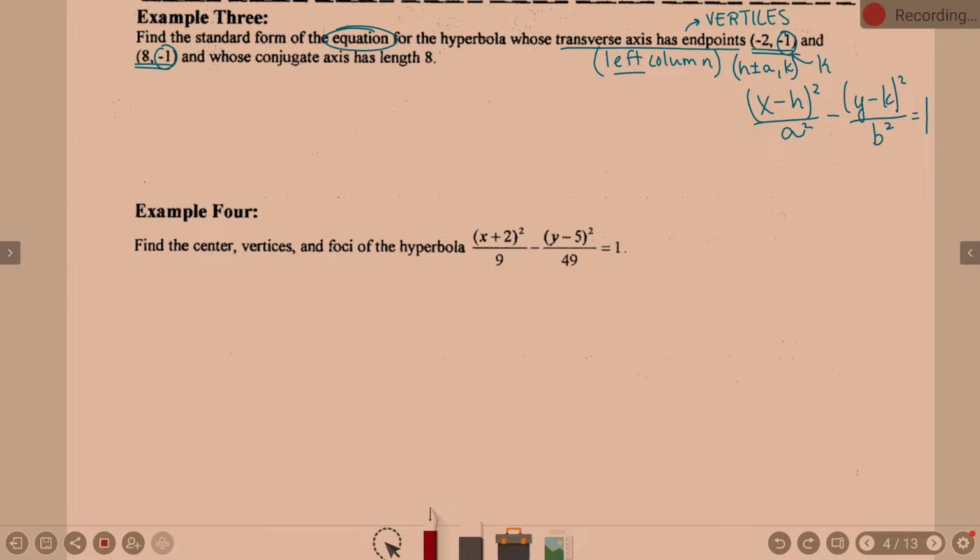Conjugate axis is 8. And so if we use the idea that the conjugate axis is 8, what is the conjugate axis represented as? That is 2b. So if 2b equals 8, then b is 4.